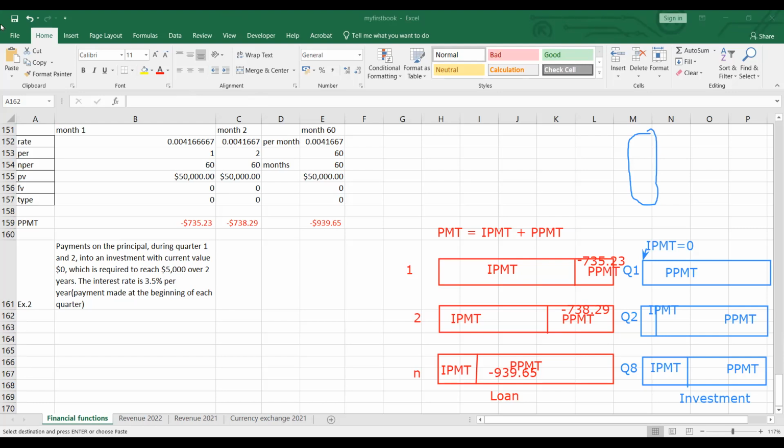Professor, can you send this? I'm sorry, what do you say? Can you send the Excel for the payment on the principal during quarter 1 and 2? I don't have it. Oh, hang on, I'm sorry. This one I copied the wrong example here.